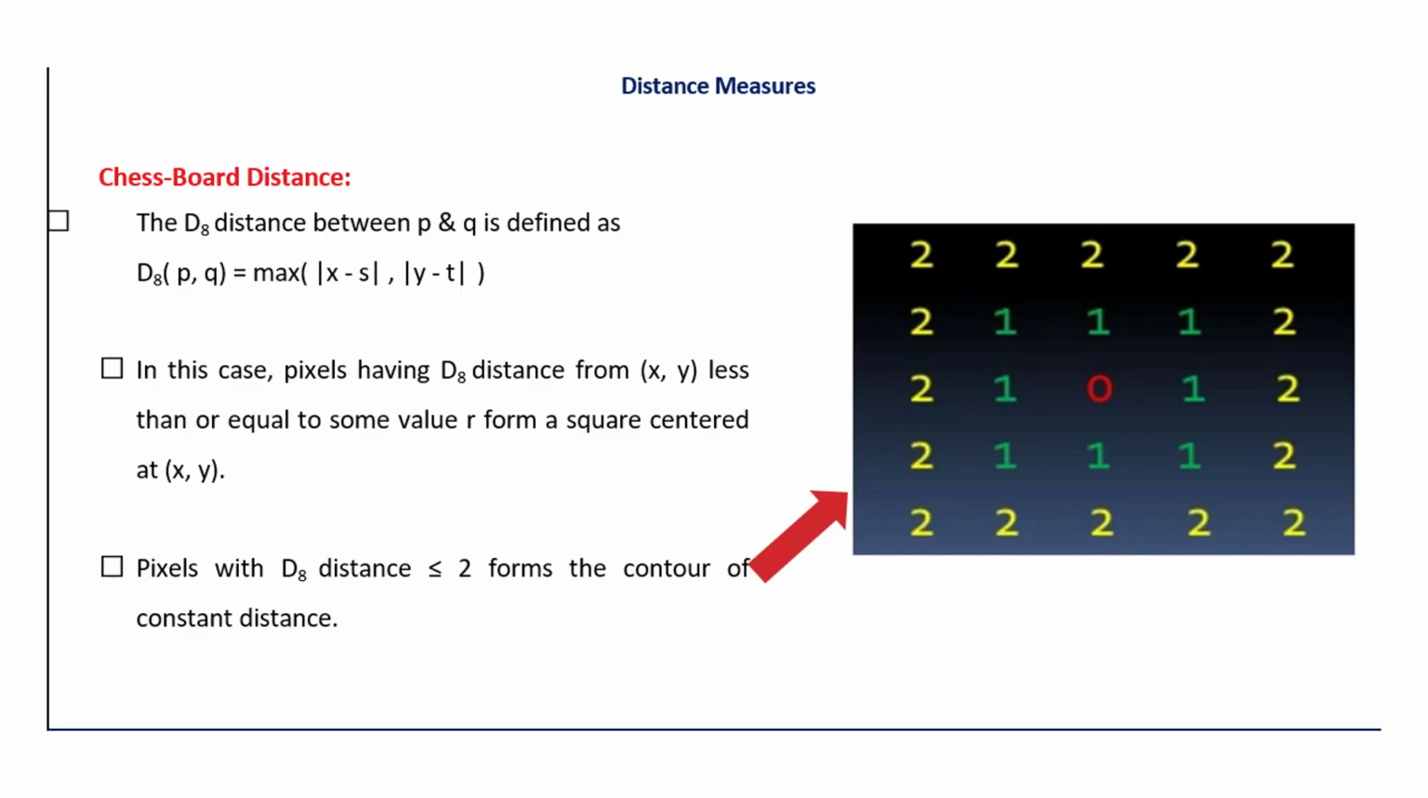Next comes the chessboard distance. Here the maximum of the coordinate differences will be considered. In this case, pixels having D8 distance from x comma y less than or equal to some value r form a square centered at x comma y. Pixels with D8 distance less than or equal to 2 form the following contour of constant distance.